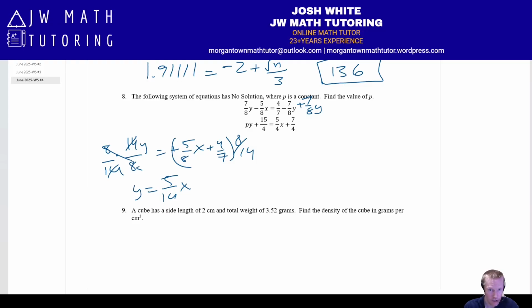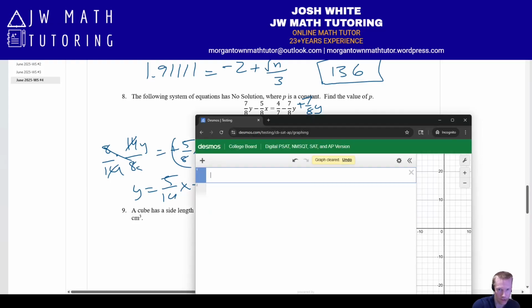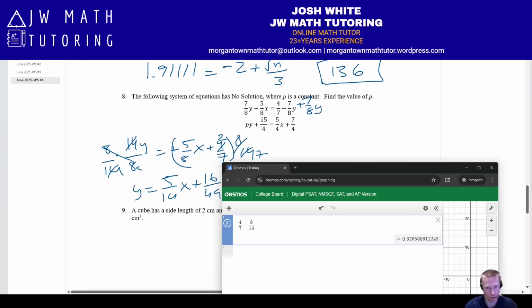And then here, let's see, 4 goes into 14. That's a 2, that's a 7, and that's probably going to be it. I think it's going to be 16 over 49. I mean, the number itself doesn't really matter. So on the test, you would not necessarily want to waste time doing that. But let's just confirm. 4/7 times 8 over 14. Yep, 16 over 49. Okay.